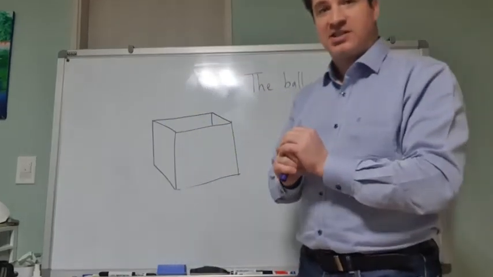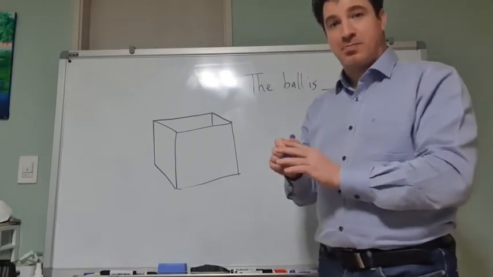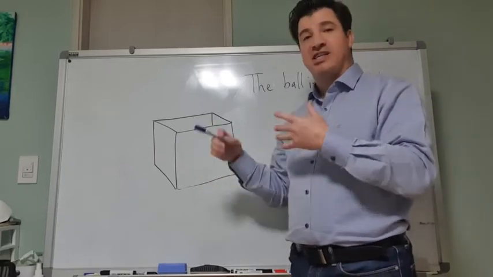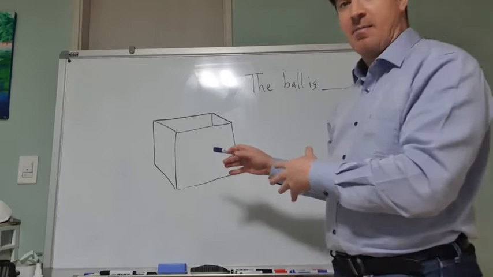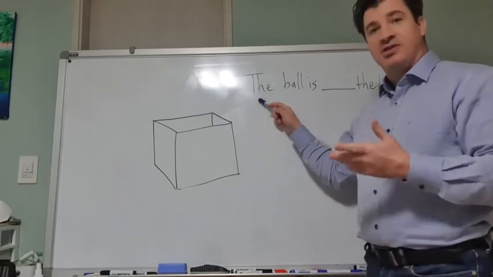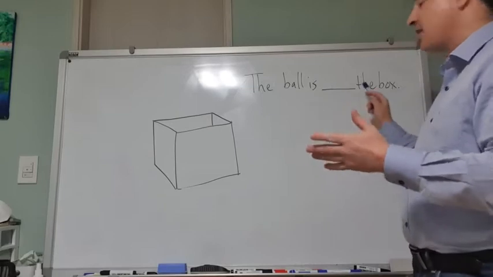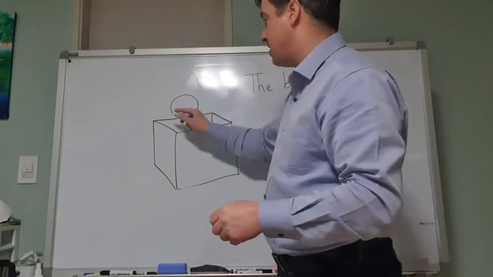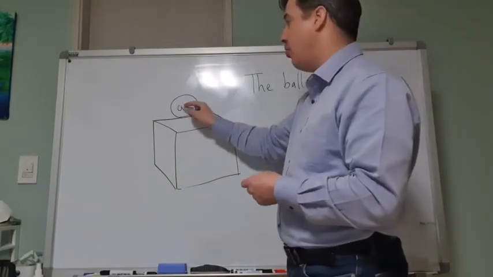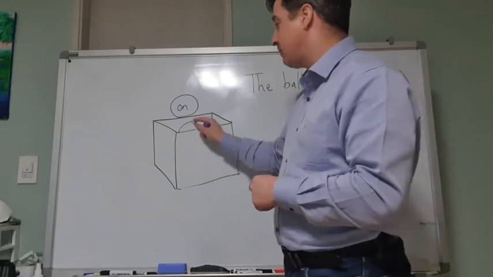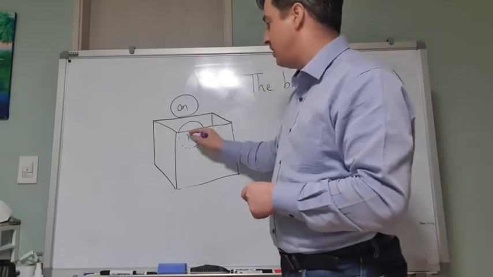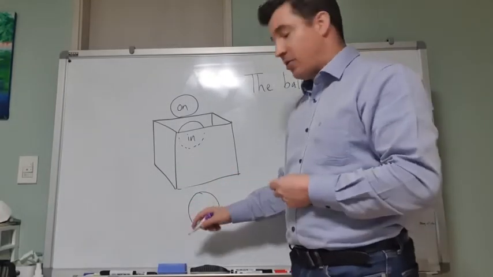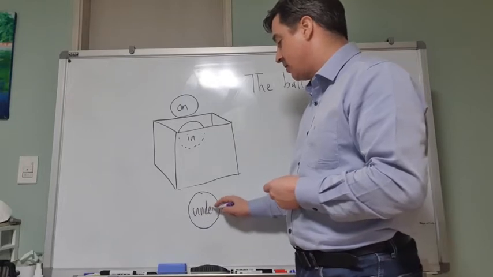Okay, so first to begin with, simple basic prepositions. Here is a box. We're going to be talking about where a ball is in relation to that box. The phrase we're going to be using is: the ball is blank the box. If the ball is right here, we would say the ball is on the box. Here, the ball is in the box. Down here, the ball is under the box.